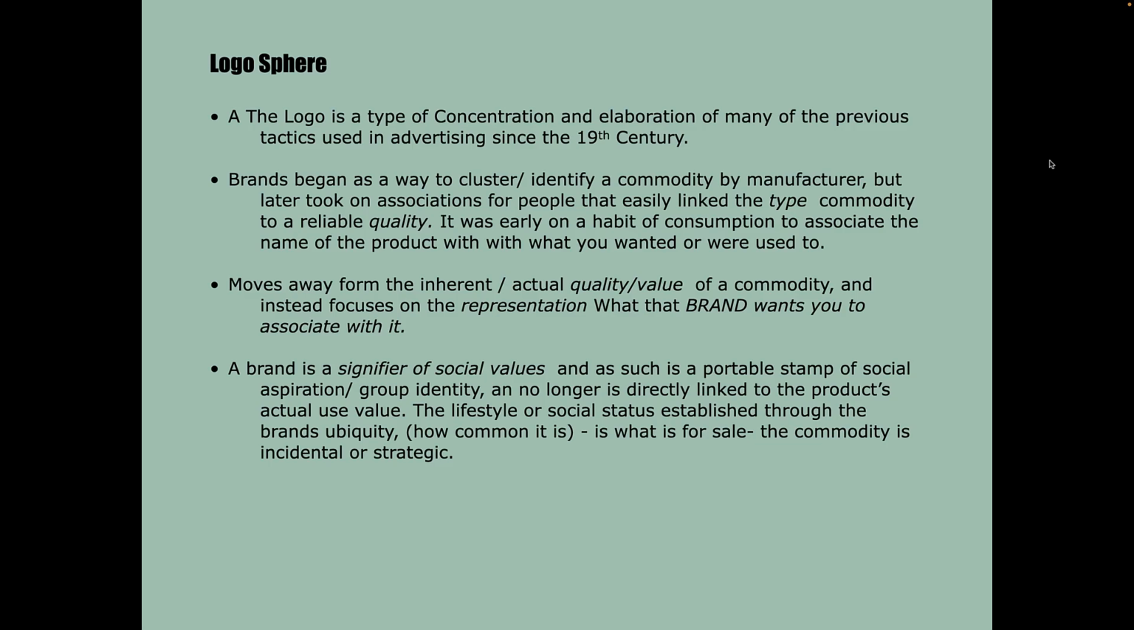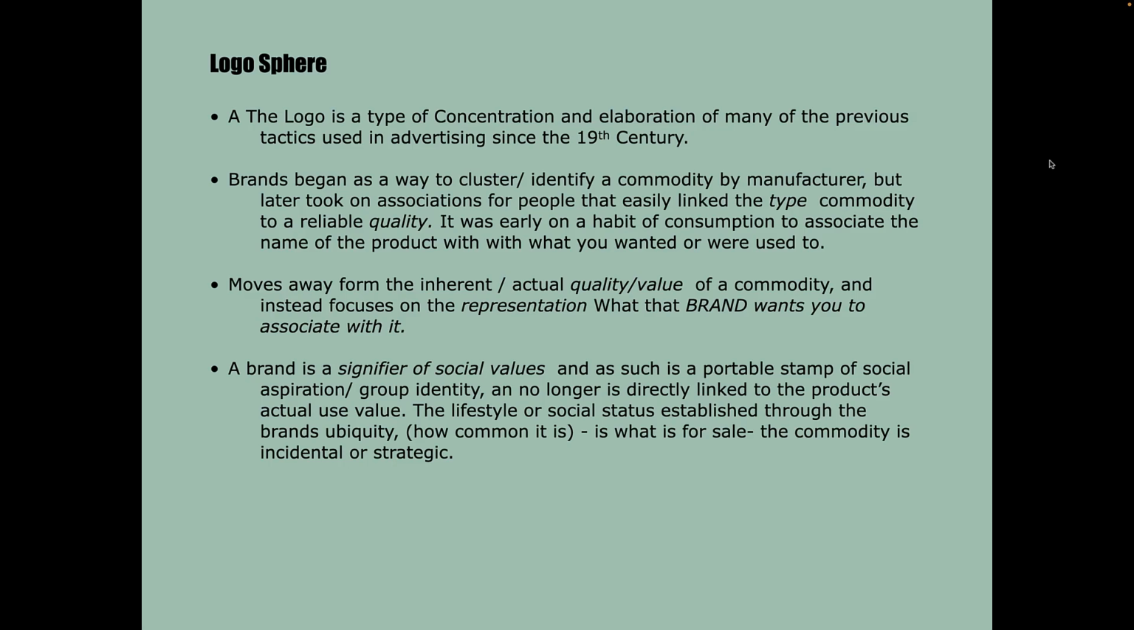And what's unique about it is that it moved away from an inherent or actual link or quality link to the quality or value of a commodity. And instead, it focuses on the representation of what the brand wants you to associate with that commodity, right? So that what they're selling is an idea or a lifestyle. They're not trying to sell you the actual thing itself.